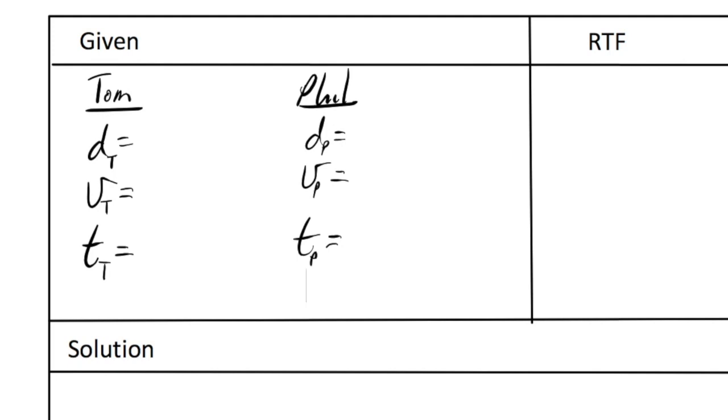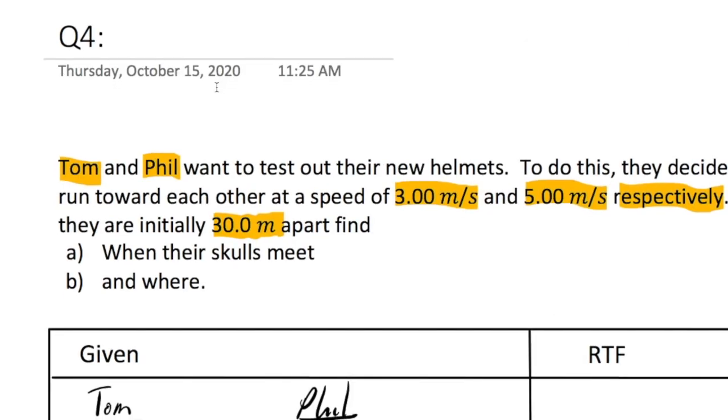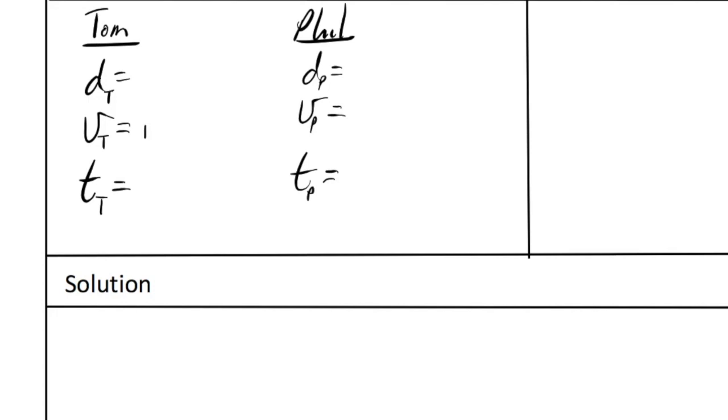They're going left, right. So I'm going to represent Tom's velocity as positive 3, because we're assuming he's running to the right. So that's positive 3.0 meters per second. Phil, since he's running to the left, is running at 5 meters per second, but negative, because negative means to the left and positive means to the right. These are key things. You must get the signs correct.